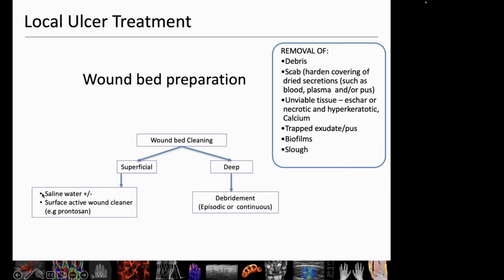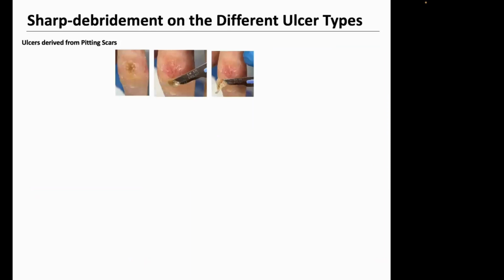So we start by normally cleaning just with saline water or any surface cleanser like Prontosan and so on, which has an antiseptic, or we go to a deeper cleaning with debridement, and we tend to use debridement quite a lot, particularly in Leeds. However, there is no full evidence for it, so I will explain a little bit more about this later. So when we look at debridement, what it allows us is to be able to clean it sooner. You can debride wounds in different ways by giving a specific dressing, but one of the fastest ways is to do it with a blade.